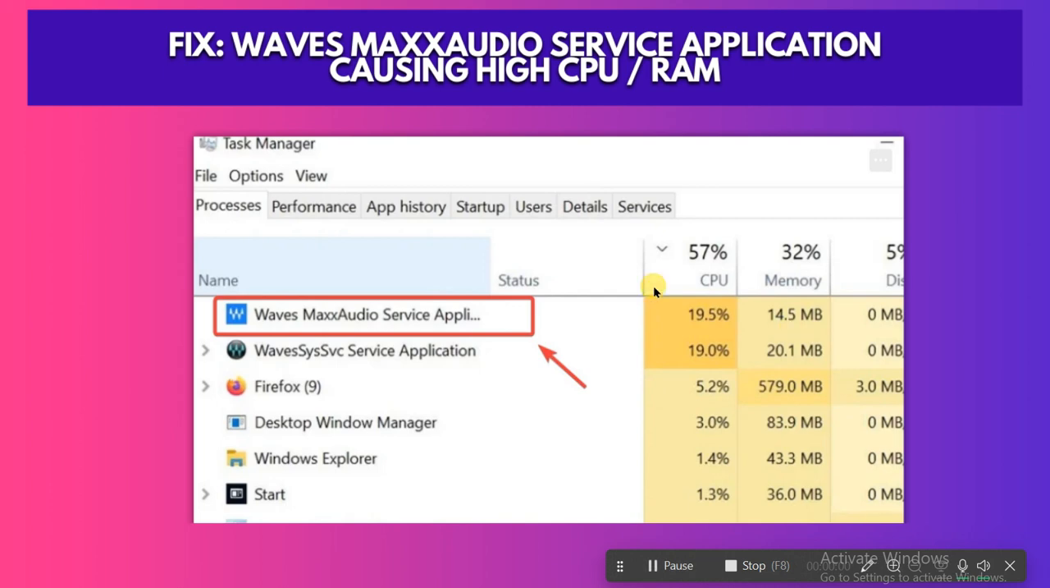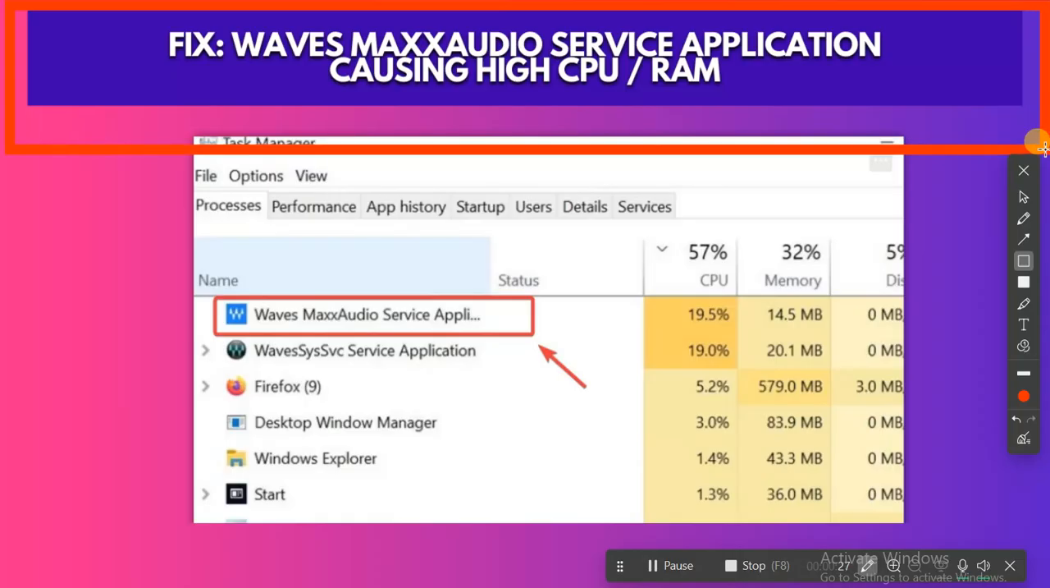This is the video that will finally help you fix the Waves MaxxAudio service causing high CPU or RAM usage. If your computer slows down because of it, stay with me because this will make everything very simple. Are you also facing this problem where Waves MaxxAudio Service keeps running in the background and consumes a lot of system resources? This usually happens when the service is corrupted, outdated, or conflicts with Windows audio drivers.